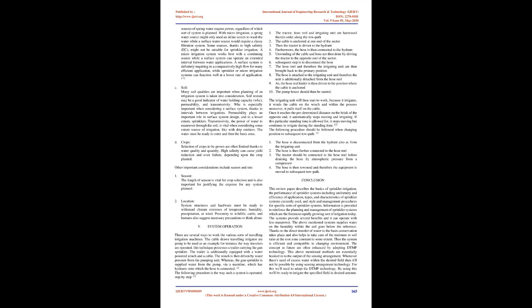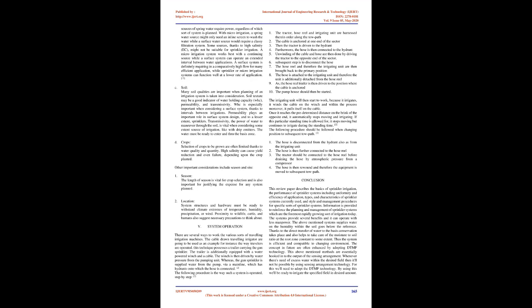B. Water. The source, whether surface or ground, and the quantity, quality, availability, and flow, are needed to determine the type of system that's appropriate. Most sources of groundwater require power, regardless of which type of system is planned. With micro-irrigation, a groundwater source might only need an inline screen to clean the water, while a surface water source would require a sophisticated filtration system.